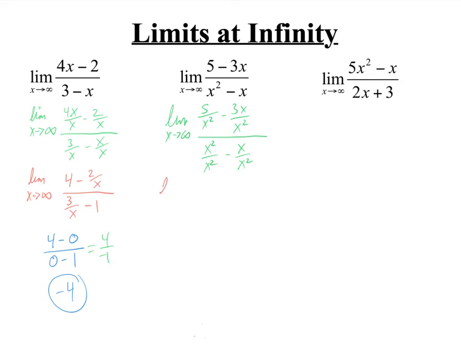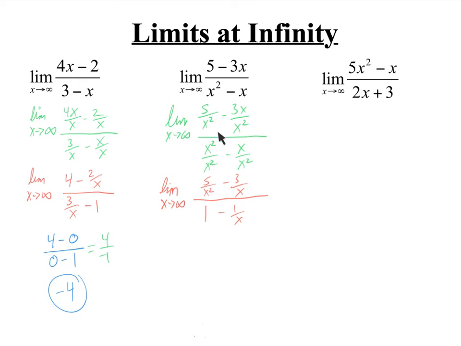Next, I'm going to simplify that. Okay, keep the limit going. This first piece is going to stay the same. This becomes 3 over x. This will become 1, and this will become 1 over x. So, that's a limit right there. We're going to have, again, 5 over x squared minus 3 over x, over 1 minus 1 over x. All I did is simplify each one.